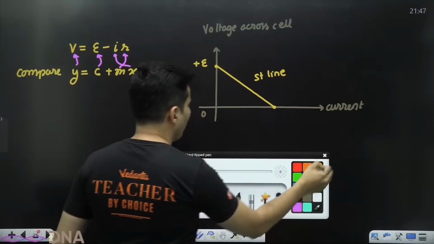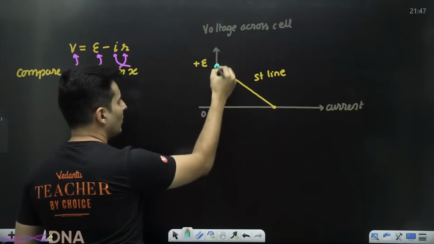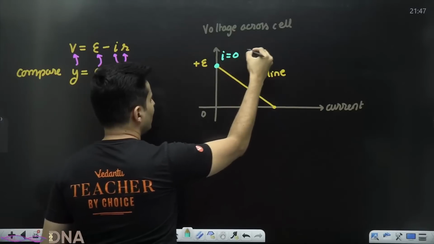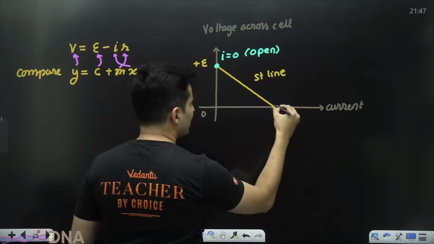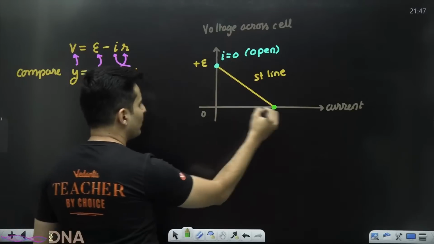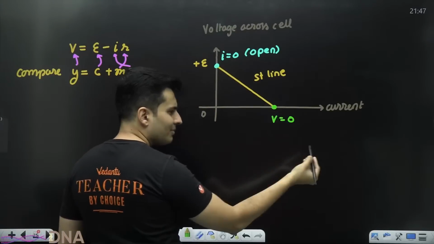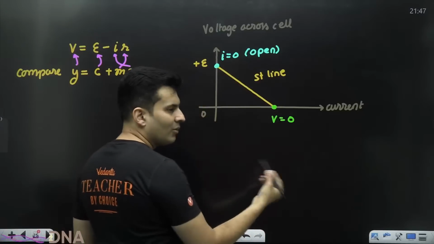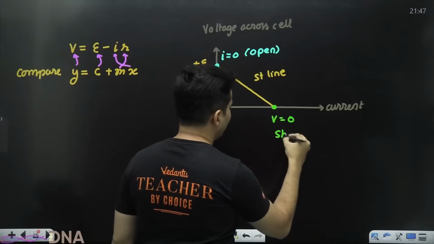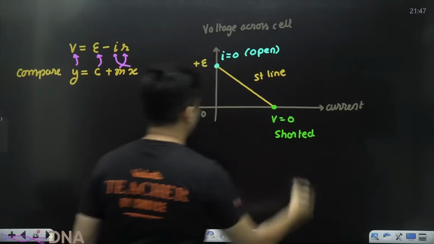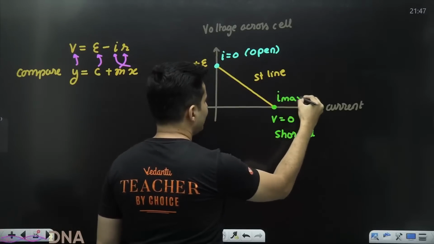If you ask me, what do these points represent? This point is when the x-axis coordinate is 0, that means current is 0. That means it is open circuit. If you ask me, what is this point representing? This is when the y coordinate is 0, that means the voltage is 0. That means there is no potential difference across the cell. It has been shorted, and that is the reason why you are seeing maximum current.